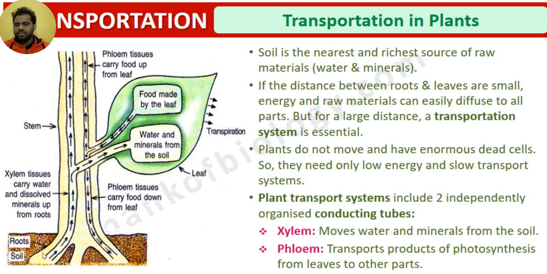Now see, this is the root, this is the soil. What is xylem doing? It is moving water and minerals from the soil. Xylem tissues carry water and dissolved minerals up from the roots. Phloem tissues carry food up from the leaf. Food is made in the leaf. Water and minerals from the soil come to the leaf. Some water goes out in transpiration, like sweat.